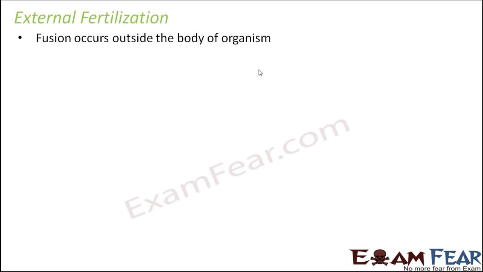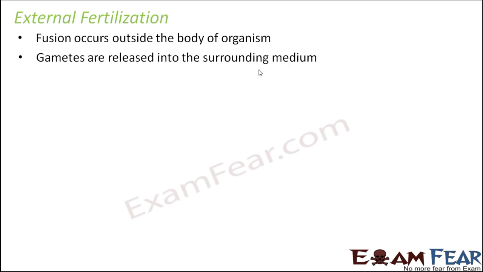So first we will talk about external fertilization. Now in this, fusion occurs outside the body of the organism. Gametes are released into the surrounding medium. You remember I spoke about the scenario that during gamete transfer it is possible that both the gametes are motile, so both the gametes are capable of moving. So in that case, the male gamete moves and comes outside the male body, and the female gamete comes outside the female body. Then the gametes meet together in some medium. So what is that medium? One of the most common mediums is water.